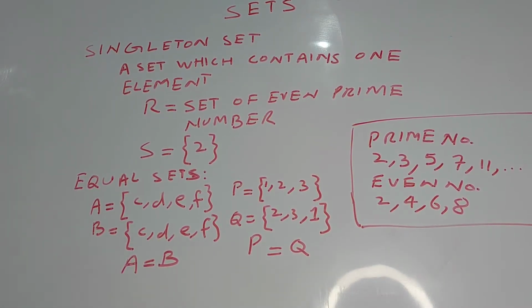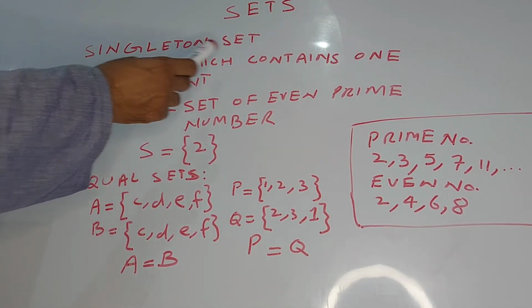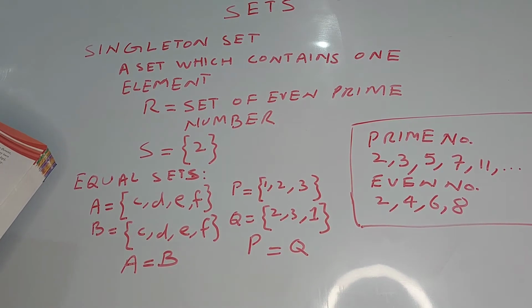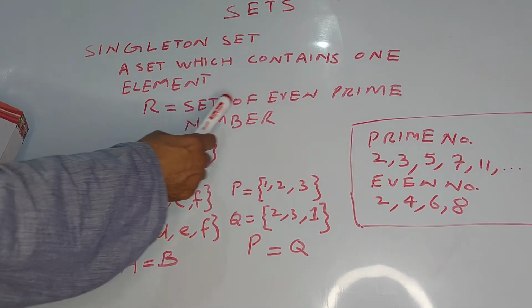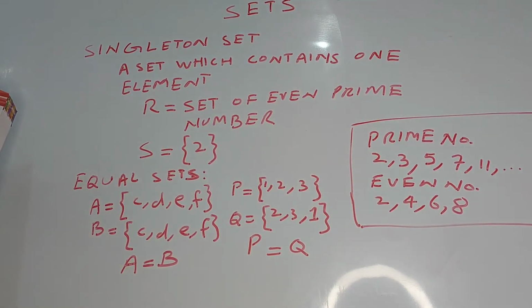Next type is singleton set. A set which contains only one element is called a singleton set. For example, R is a set of even prime numbers.